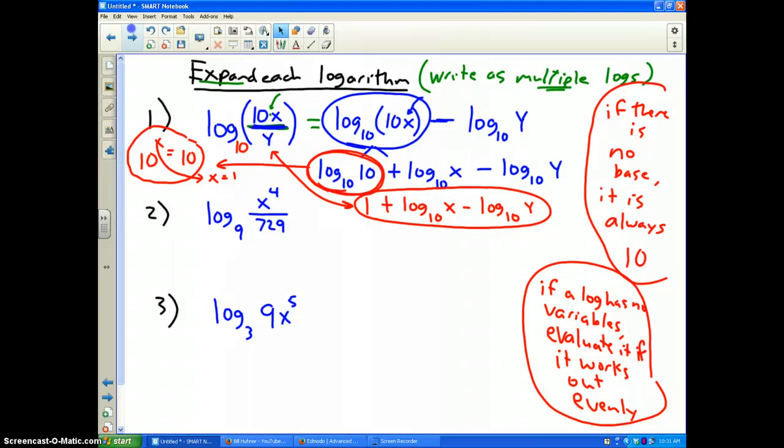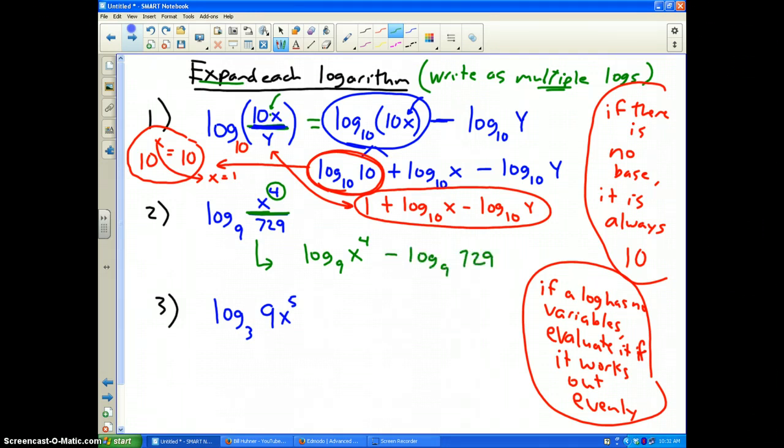All right, good. Let's do number 2. Log base 9 of x to the 4th divided by 729. Well, take 2 seconds and analyze it. First of all, we have a power, and second of all, we have divide. So we need to use the power property and the divide property, the quotient. So I'm going to write this as log base 9 of x to the 4th. I'm going to break the divide up first, minus log base 9 of 729.